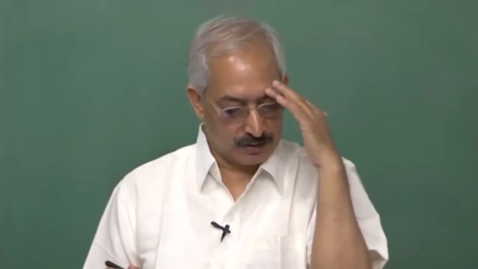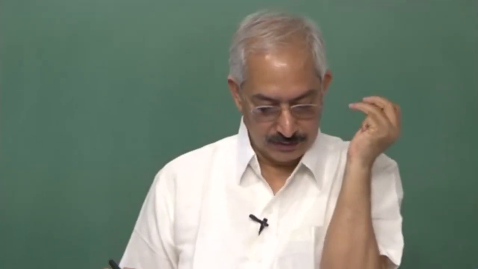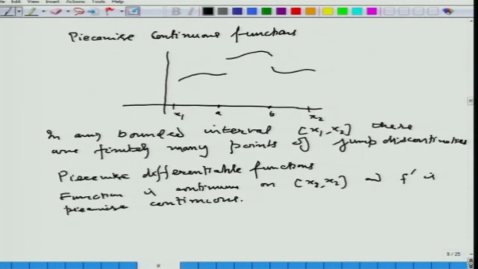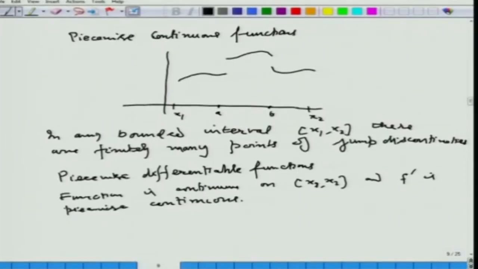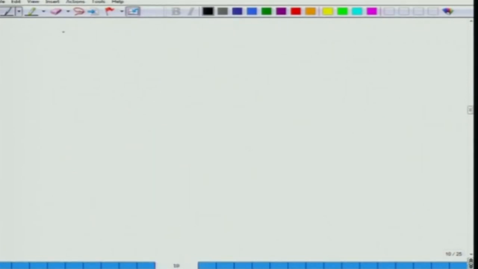It will eliminate the case of points where the left derivative and right derivative are not equal. Only if they are equal, then it will be equal to the value of the derivative. So, there cannot be a case where the left derivative and right derivative are equal, but they are not equal to the value of the derivative at that point. Such a case will be avoided, because the function is continuous, and if the left and right derivatives are equal, then the derivative at that point will also exist. Next, we will be considering partial differentiation and total differentiation.